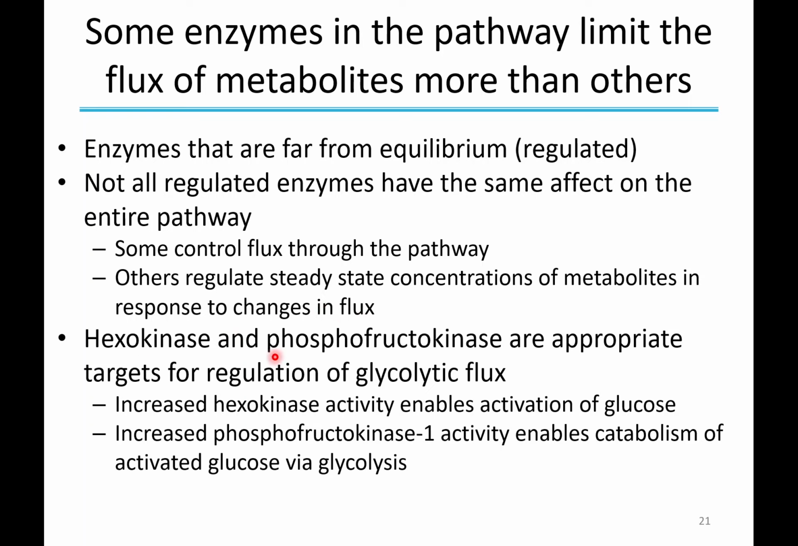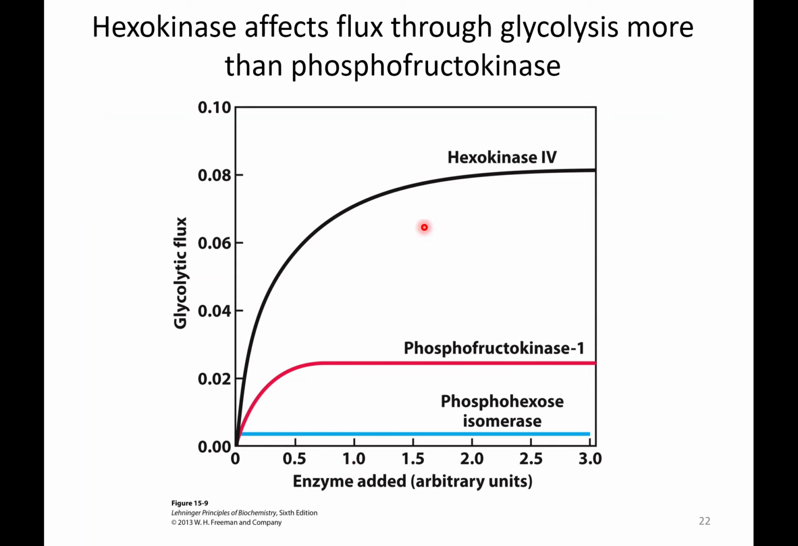Right. Hexokinase and phosphofructokinase are appropriate targets for regulation of flux through glycolysis. Okay. Increased hexokinase activity enables the activation of glucose. Increased PFK1 activity enables the breakdown of glucose via glycolysis. Okay, so those are the two enzymes that really control the flux through that pathway. And particularly hexokinase affects the flow through glycolysis more than PFK.